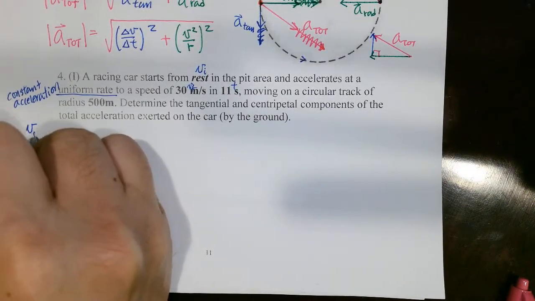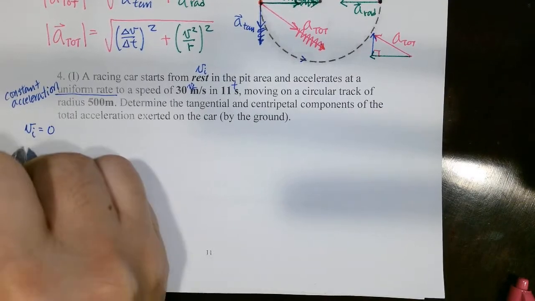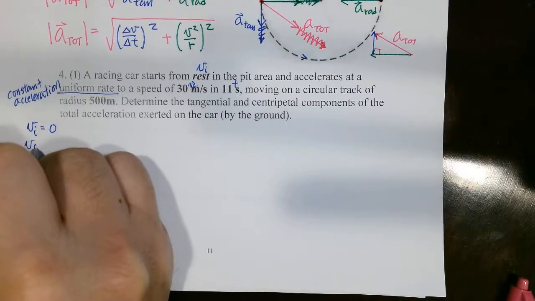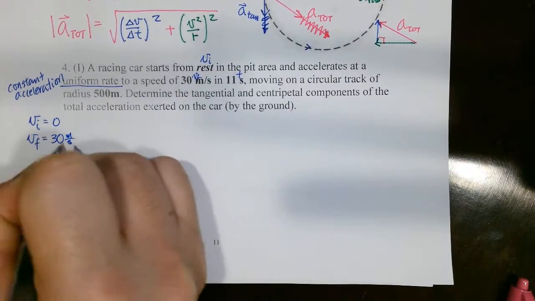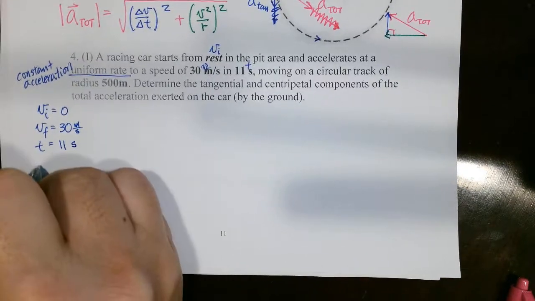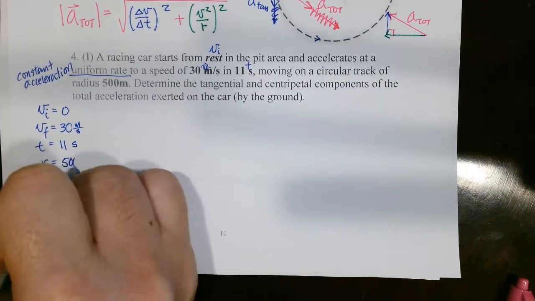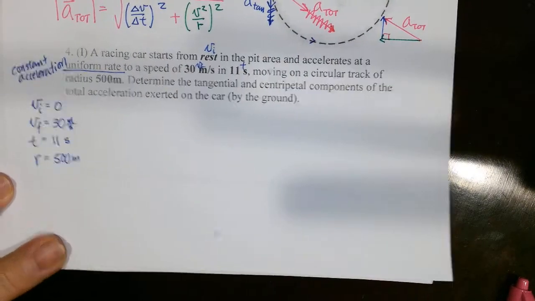We know the initial velocity is 0. We know the final velocity, or final speed, is 30 meters per second. We know the time is equal to 11 seconds, and R happens to be 500 meters.